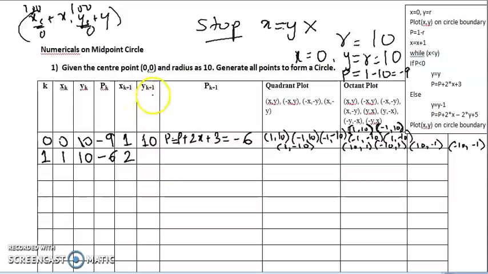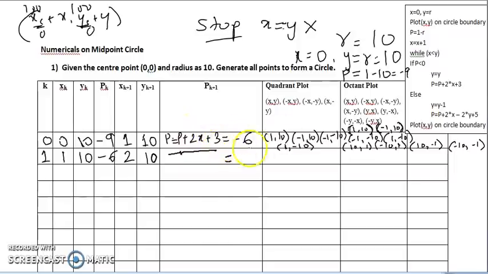Okay, so what will be yk plus 1? What is pk? Minus 6. So minus 6, again I go to the previous category, and y will remain as it is. So my y remains as it is, that is nothing but 10. So my p will be p plus 2x plus 3. But now p is minus 6 plus 2 times x, which is 2, plus 3.